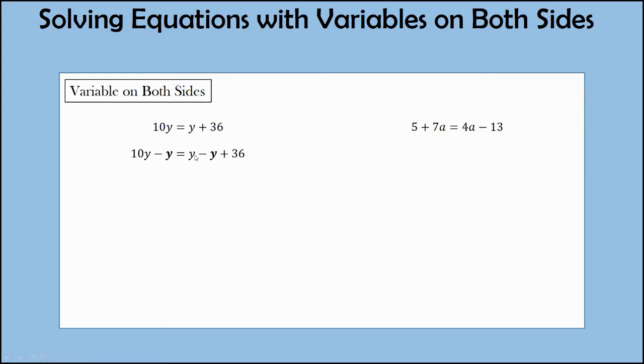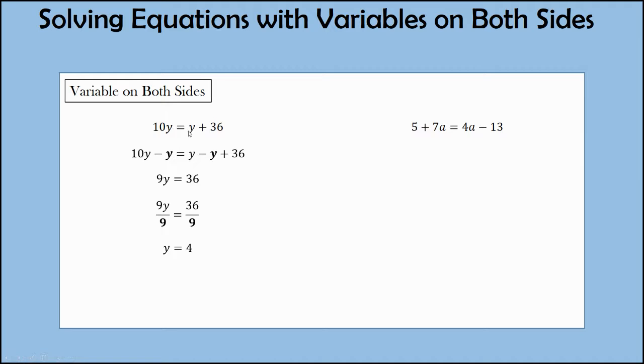Now remember, y is a number. It's taking the place of a number. So a number minus itself is going to be zero. So that's going to be a zero there. And then this is really 10y minus 1y. So we've got 9y equals 36. Now we can see we have just a variable term on the left and the numbers on the right. So now I want to make the coefficient a 1. So I'll divide each side by 9. And we get y is 4.